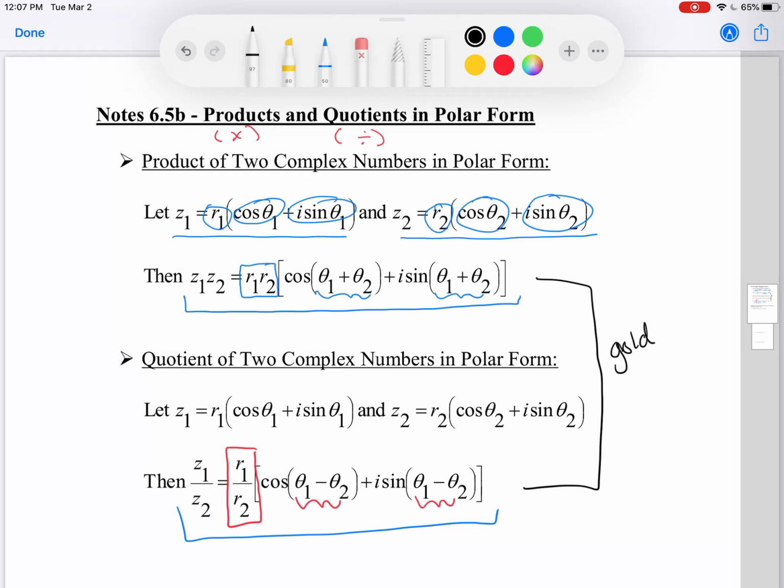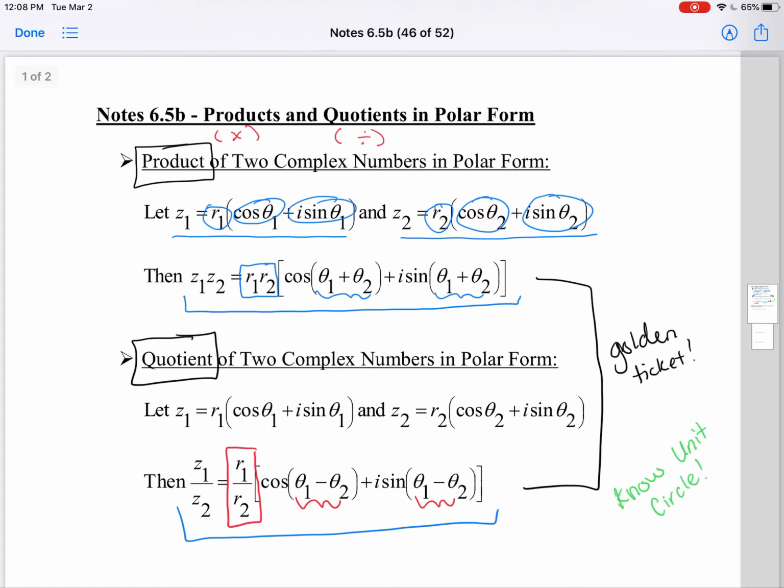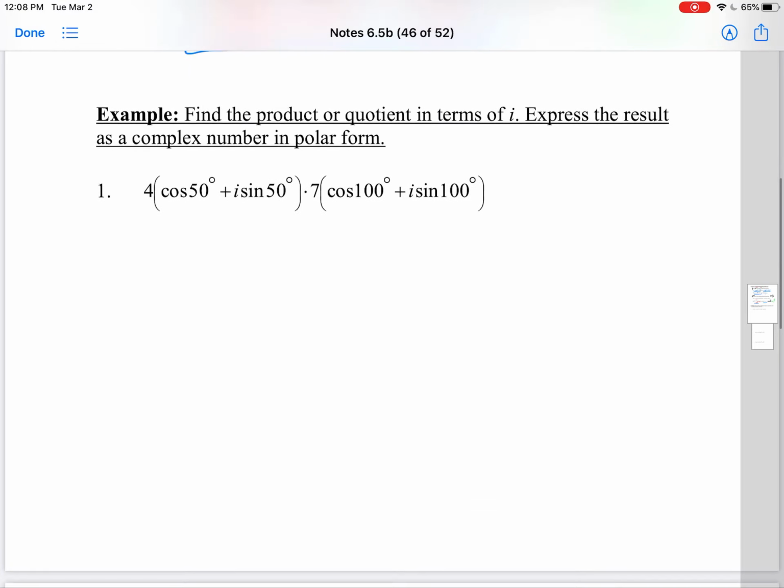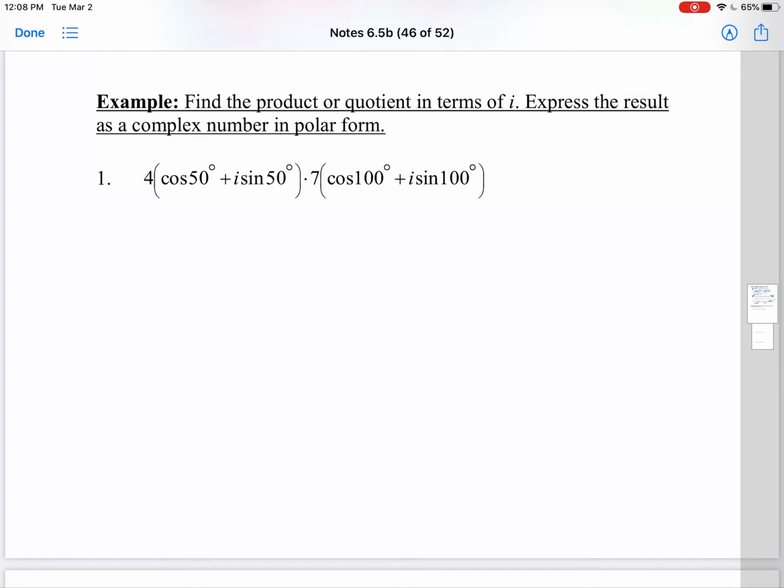Okay. Have a look at your golden ticket, your formula sheet. Both of these should be on there. Make sure you can identify them and know where they are. They are labeled as quotient and product, so make sure you can tell the difference between both. The other thing we'll need for today is your unit circle, or you should know it by now. So I challenge you to put the unit circle away and let's try remembering it. See how far you can go with your remembering. All right, so we're going to use these two formulas depending on what I ask you to do for each question, and you'll see how they work out.